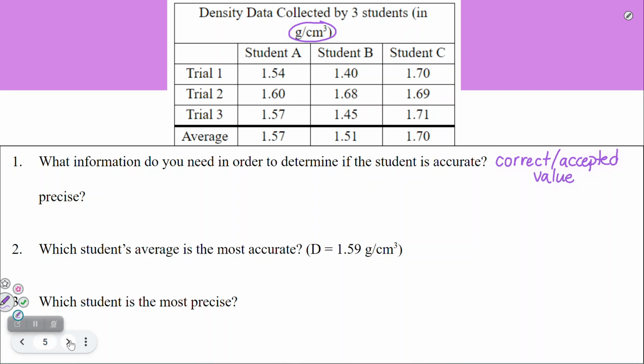What do we need in order to determine if a measurement, or a set of measurements rather, is precise? Do we need 1 measurement, 2, 3? So we need a set of measurements made in the same way with the same instrument to determine if your measuring tool is precise.